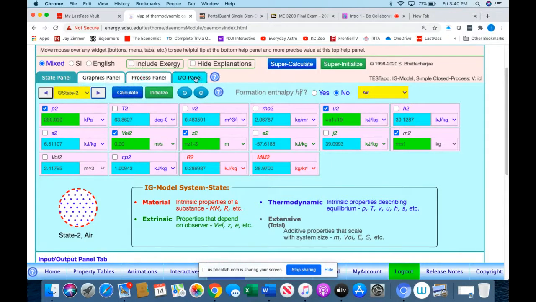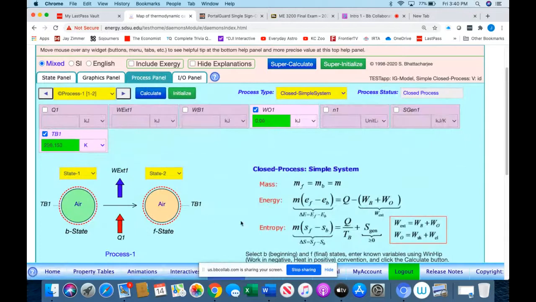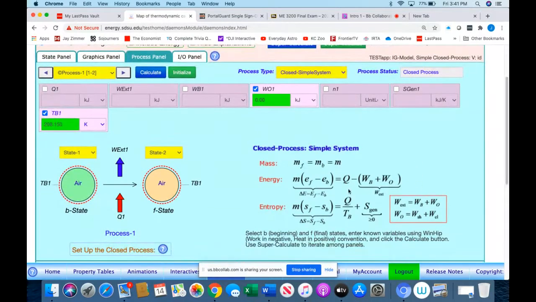And so now we go back to the process panel, and we see that it's really this difference in the stored energy, which includes the change in internal energy, any change due to potential, and any change due to kinetic energy. These are specific numbers times mass. It puts it into kilojoules. And that then from the first law is related to heat transfer minus work. In this case, we're looking for the heat transfer, and then we have to ask ourselves, what work do we have in this particular problem?